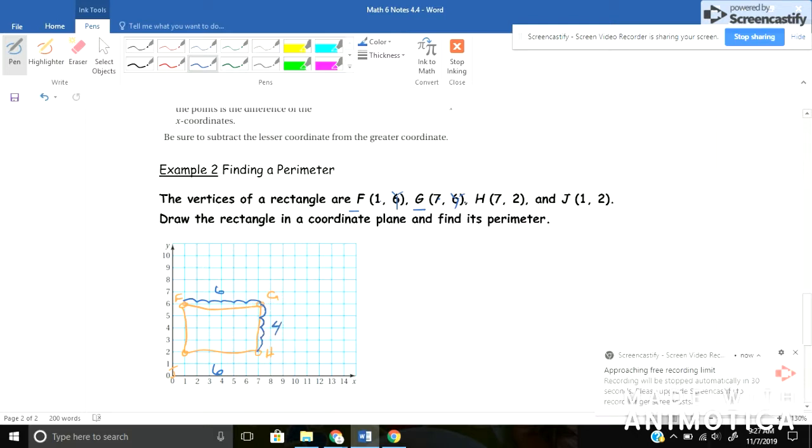And again, if I went from G to H, my x's are the same, but if I took 6 minus 2, I'd come up with that 4. So this side would have to be 4 as well. I add those up. 6 and 4 is 10. 10 and 10 would give me 20. And my label will be units for my perimeter.